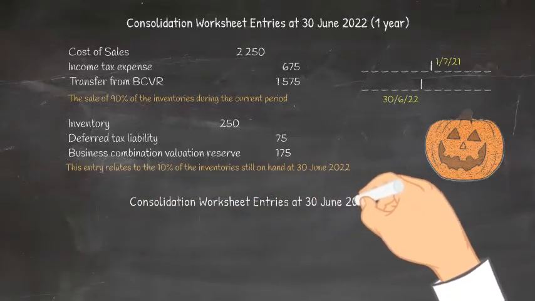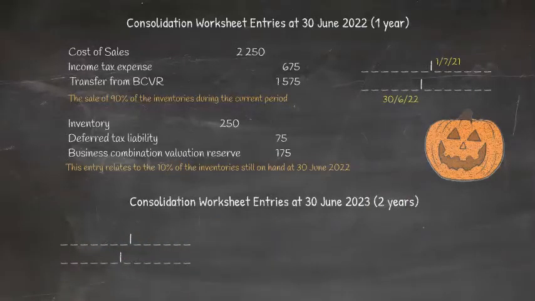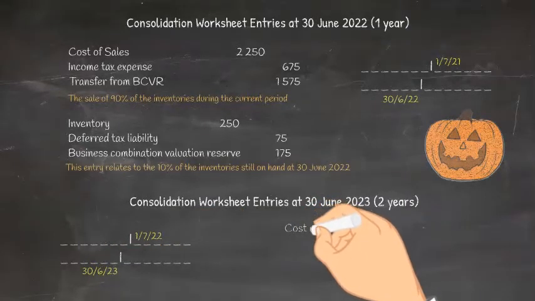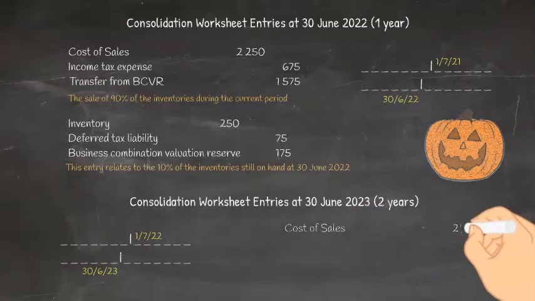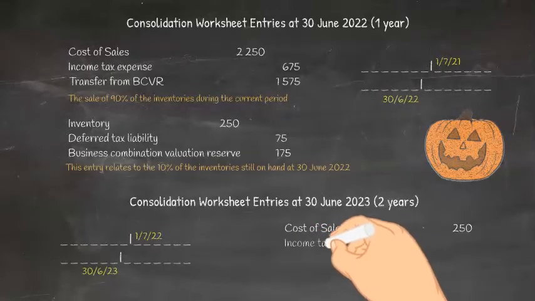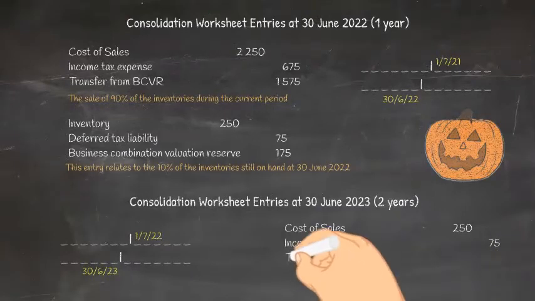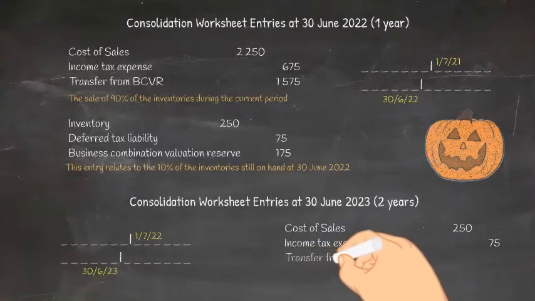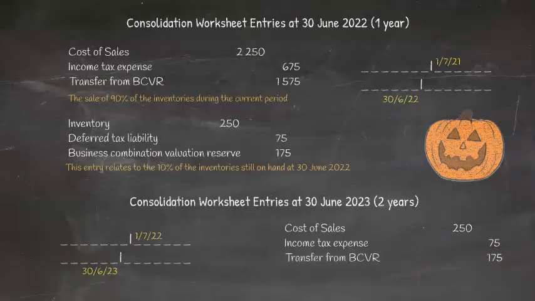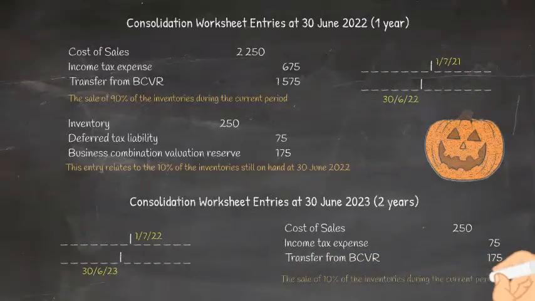Two years later, which is 2023, the remaining 10% of inventory was sold. Therefore, we need to account for it. Debit the cost of sale, credit income tax, and credit the transfer from BCVR. This is to account for the 10% of inventory that we previously still had on hand, but we sold it in 2023. We do not need to consider adjustment for the sale of inventory in the previous period because those inventory were not in the business at the beginning of the current period.